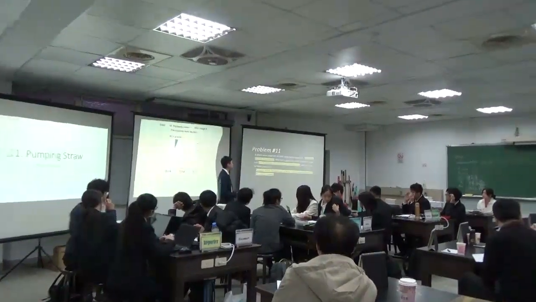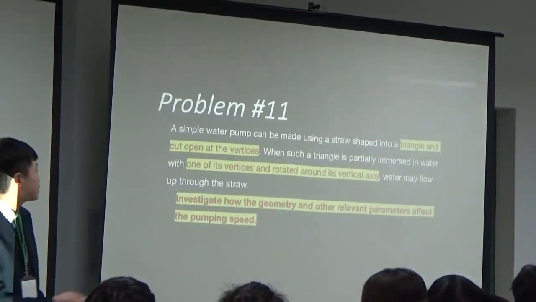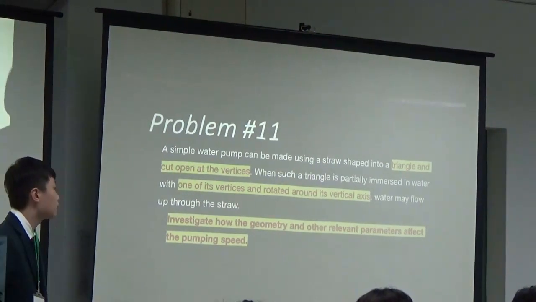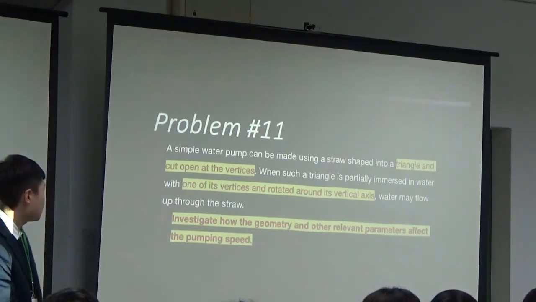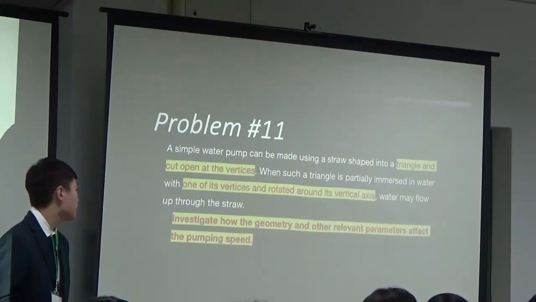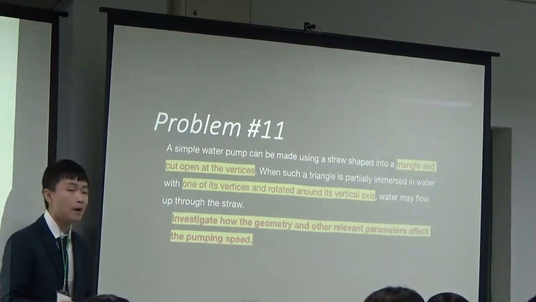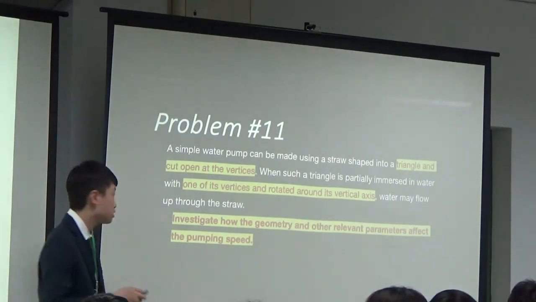A single water pump can be made using a straw bent into a triangle and cut at the vertices. When such a triangle is partly immersed in water with one of the vertices rotated around the vertical axis, the water may flow through the straw. The problem statement is to investigate how the geometry and other parameters affect the pumping speed. But in the reporter's report, I didn't see the geometry that they have considered. So this may be the first point we have to discuss.